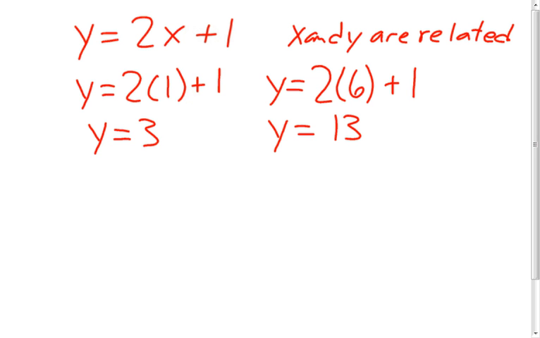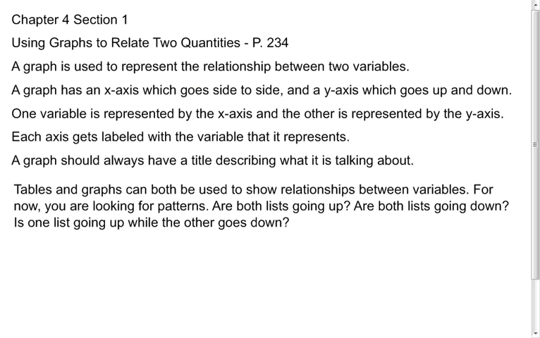So, if I go to the first screen, it says a graph is used to represent the relationship between two variables. We just talked about how the two variables can be related. In order to see that visually as a picture, you can use a graph. Okay? A graph has several different parts. You should know these already from middle school. A graph has an x-axis, which goes side to side. And it has a y-axis, which goes up and down.